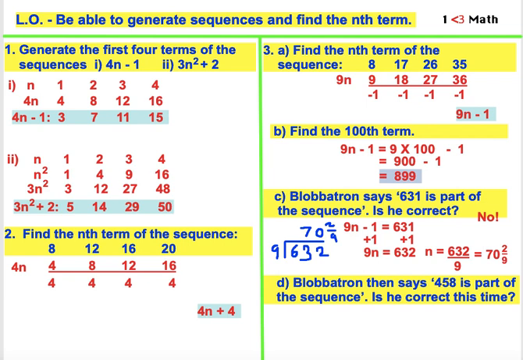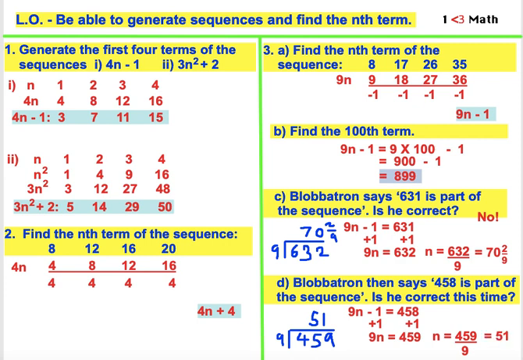He is not correct. So part D, Blobotron comes back and says 458 is part of the sequence. Is he correct this time? So again, we're going to set up an equation. 9n minus 1 is 458, so we add 1 to both sides. So we have 9n equals 459. Again, we're going to divide by 9 to find n. Quick bus stop division. 9 into 45 goes 5 times, and 9 into 9 goes once. So therefore, this time we've got n equals 51. Now, because that's a whole number, it means that this number is part of the sequence, and therefore Blobotron is correct. So the answer is yes.